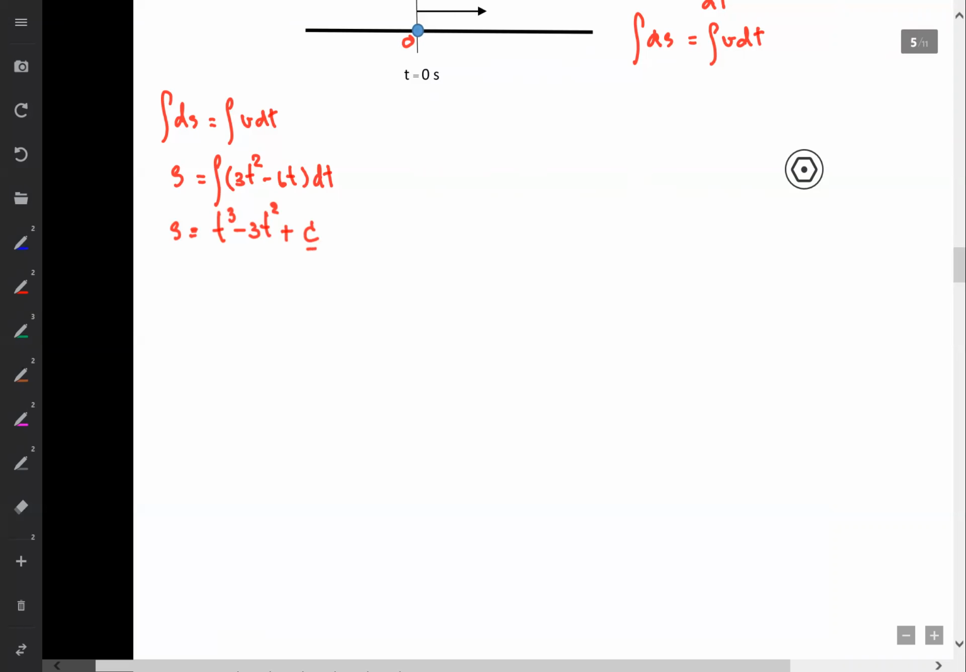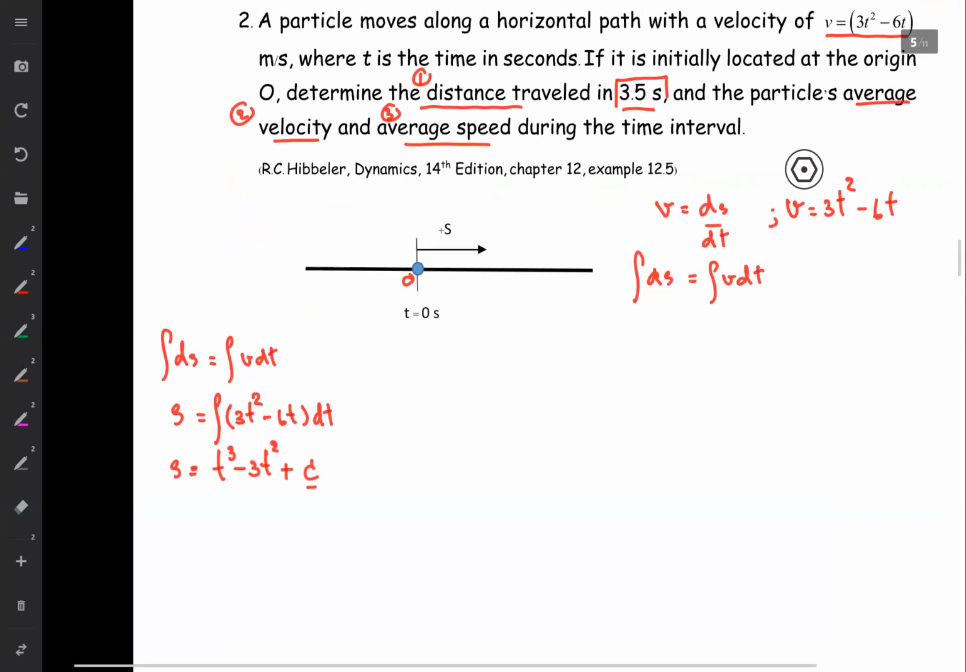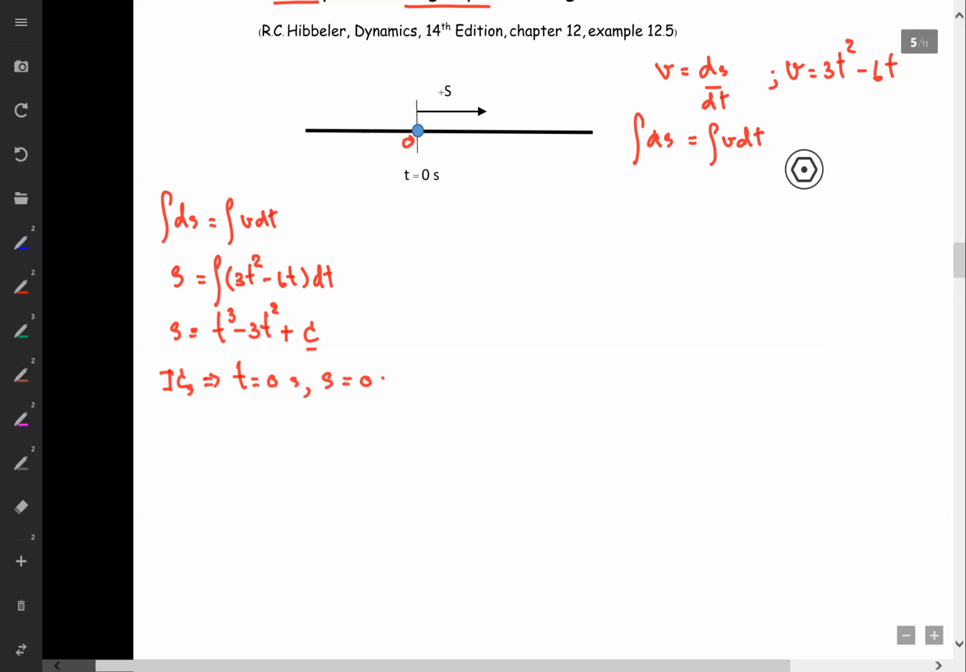According to the initial condition, if it is initially located at the origin O, the initial condition is when time is equal to 0 seconds, s is equal to 0 meters also. This is at the initial point.